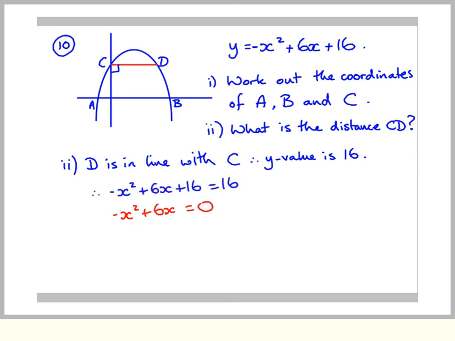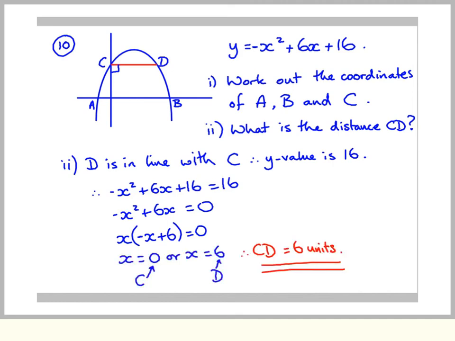So you will notice that these two terms are the same, they cancel out. So you're left with minus x squared plus 6x equals 0. That can be factorised using a common factor of x. So either x is nothing or this bit is nothing. That will tell you the c value, which you know already, and that will tell you the d value, which you now know. So the distance between c and d is 6 units.